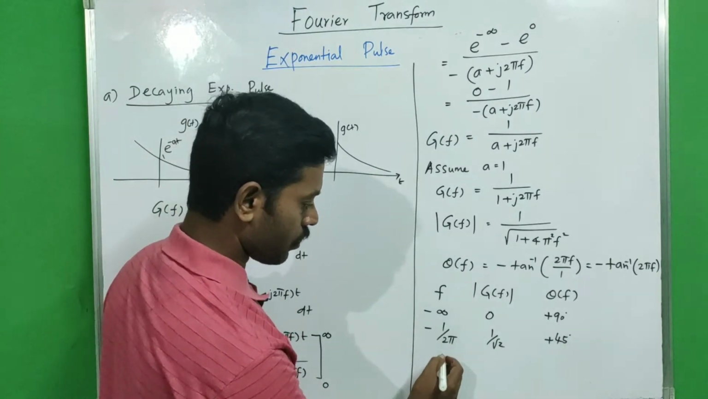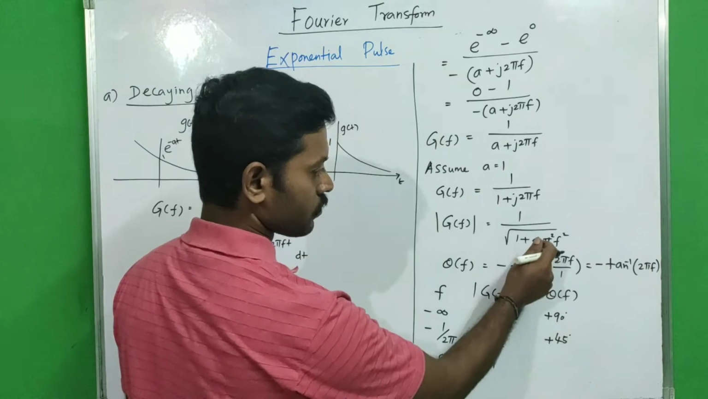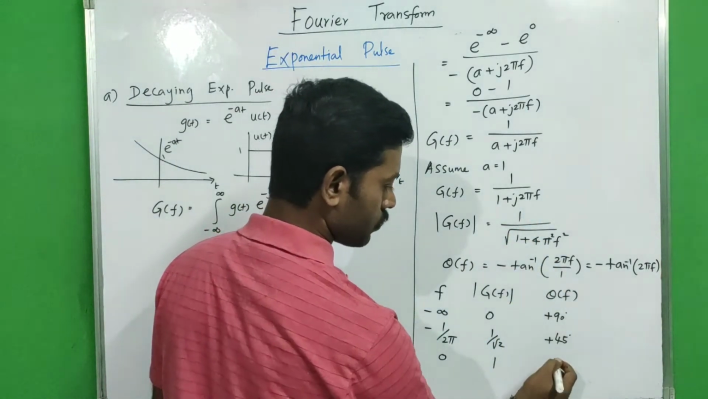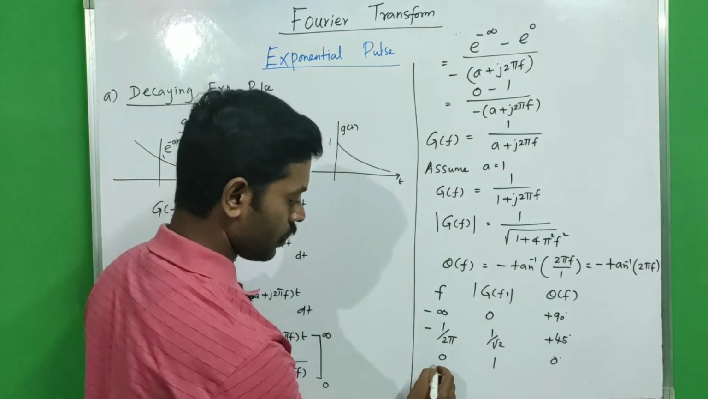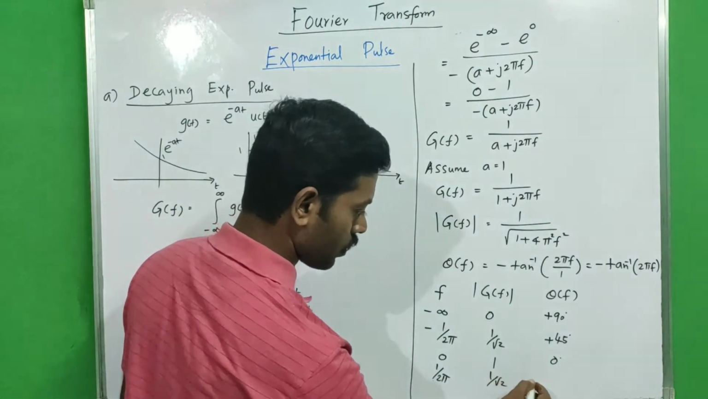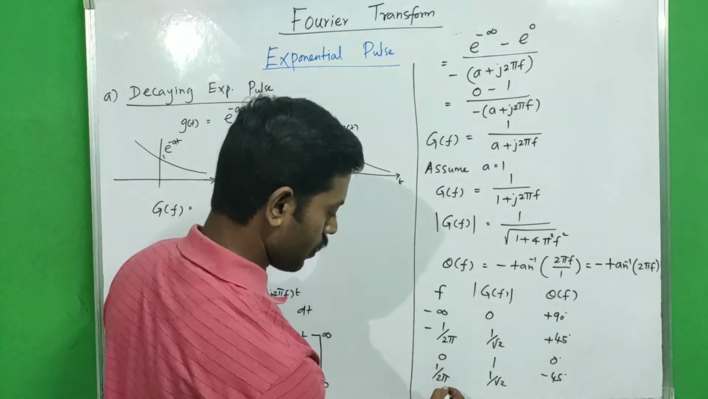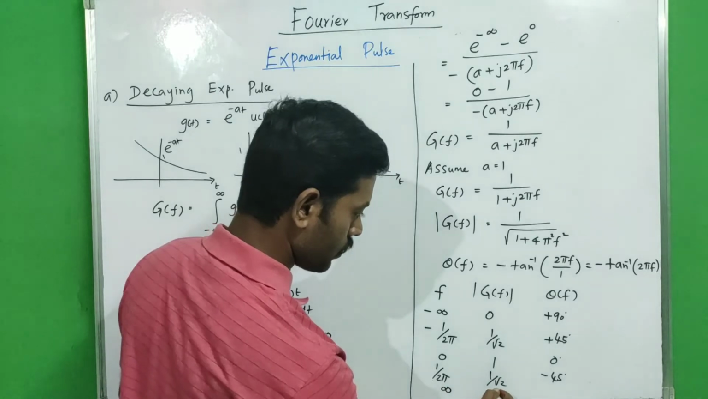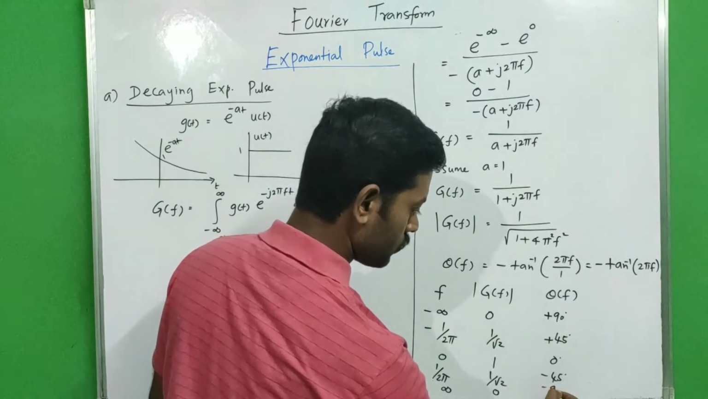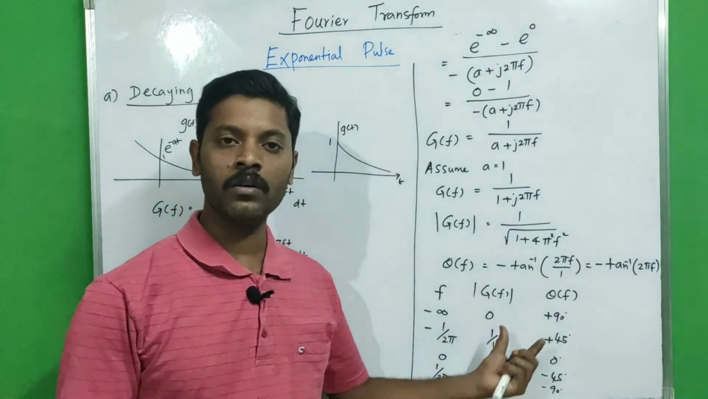Now I am going to apply f equal to 0. G of f equals 1 by root 1, which is 1, and theta equals 0 degrees. Similarly, for plus 1 by 2 pi, I get 1 by root 2, and the phase is minus 45 degrees. And if f equals infinity, I get magnitude 0 and theta equal to minus 90 degrees. Now I am going to draw the magnitude and phase spectrum.